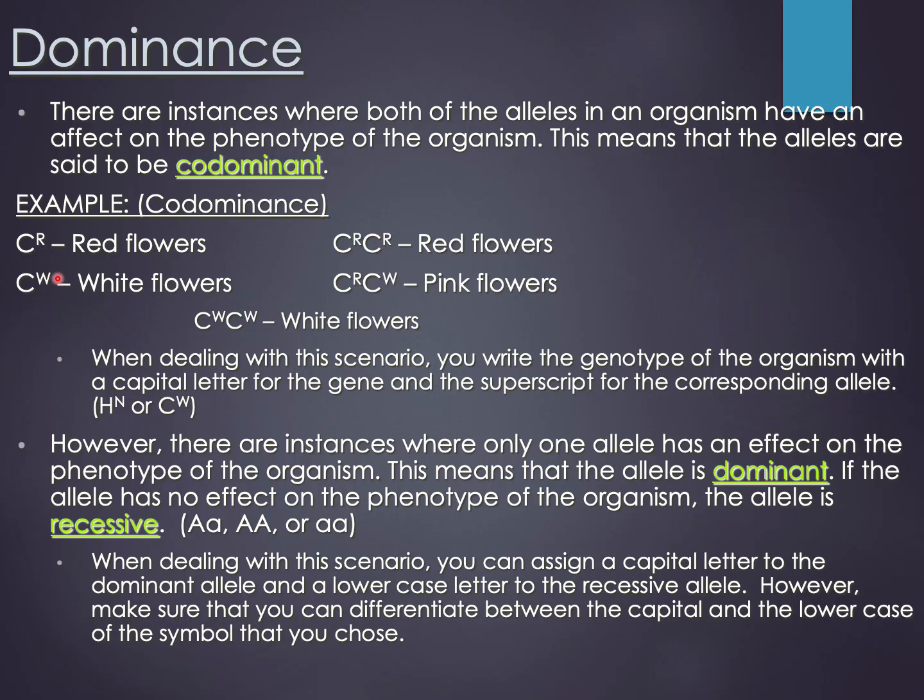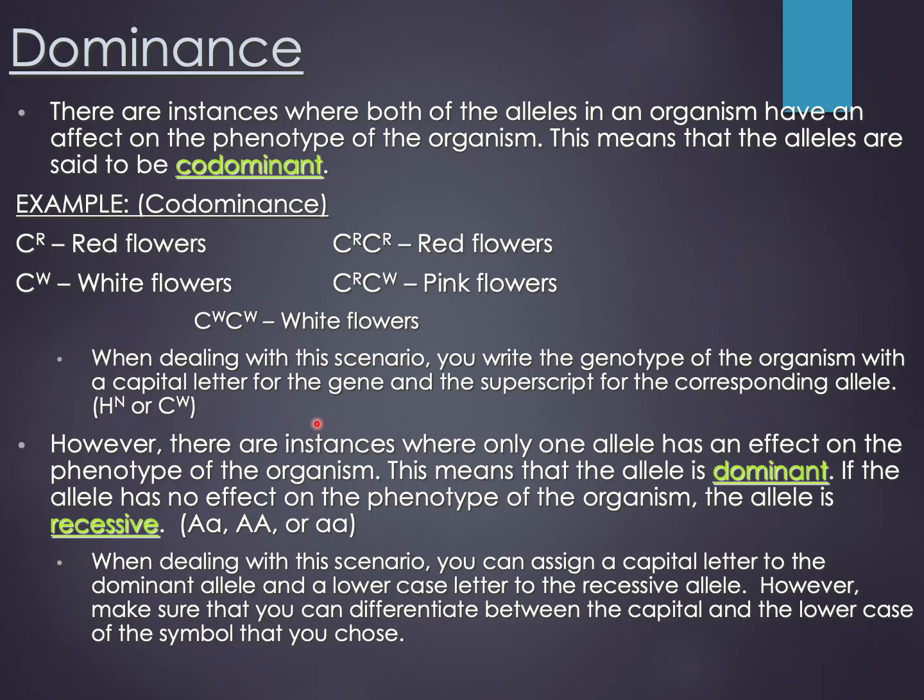But since both of these traits are dominant, they're said to be codominant, meaning it is possible when you are crossing flowers that are red with white, that it is possible to get one that's going to be codominant, where the red and white are going to actually give us a pink flower.